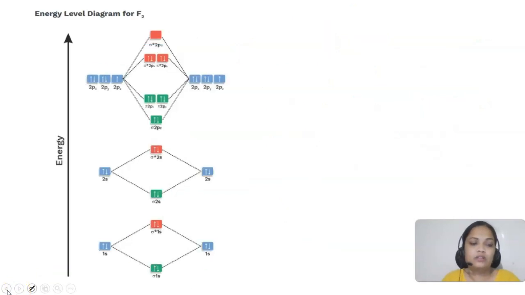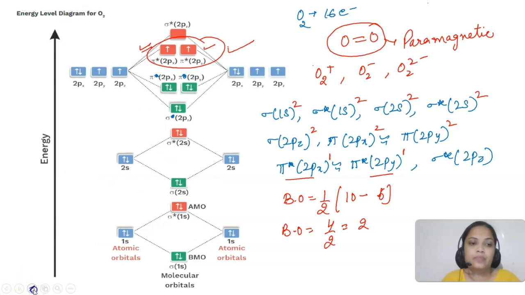Like if I do it, just give me 1 minute. This is for fluorine. If I am talking about O2 plus, what will happen in O2 plus? One electron will be removed, either from 2px or 2py. So from here one electron will go. So the bond order will be half into 10 minus 5, so 5 by 2, which is 2.5.